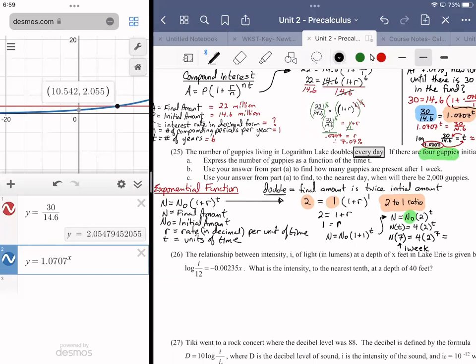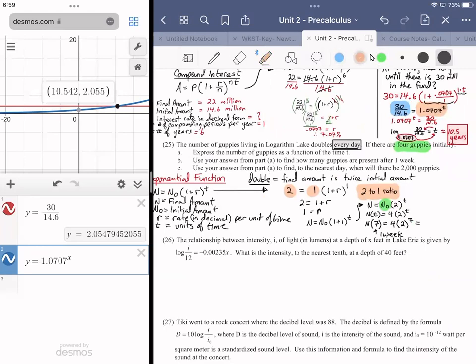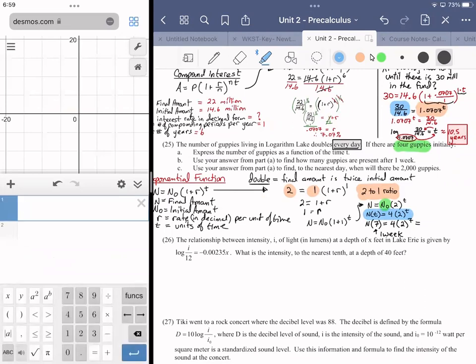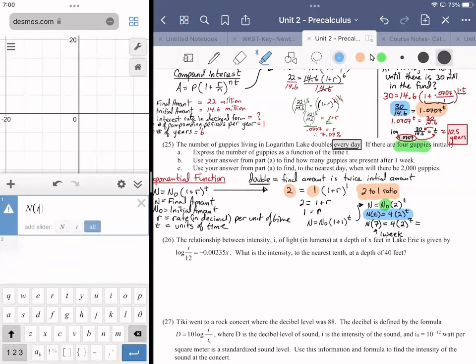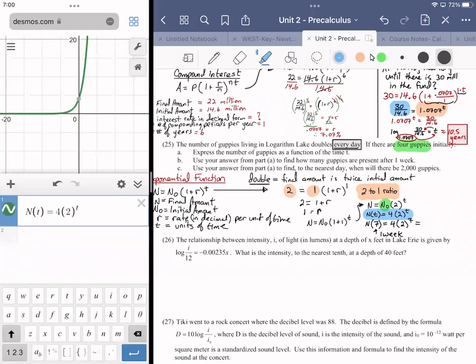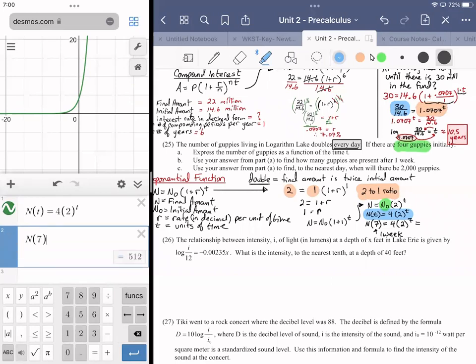All right. But I would even go back to this right here and say, oh, let's slow down and not even think about substituting by hand. Let's put this into our calculators and let's see if it'll even accept it using the notation that we decided on. All right, so it accepted our notation. So if I want to find N of 7, all I'd have to do is type in N of 7, and it just spits out the 512, the 512 guppies.